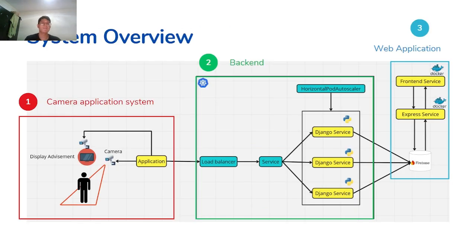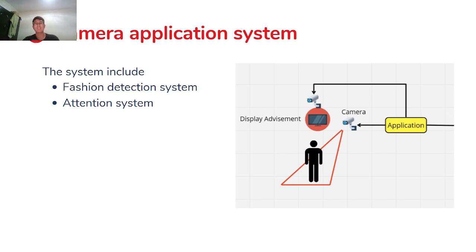Okay, next step is the system overview. After we train the model, we implement our model in this system. We have three parts of the system. The first one is the camera application system, the backend model, and the web application. In the camera application system, we have two main sections. The first one is the fashion detection system, and the second one is the attention system.